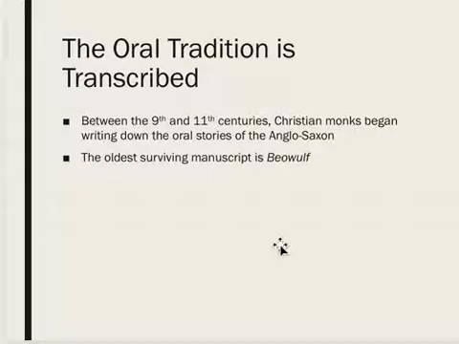The oral tradition is transcribed. So while their stories were passed down through oral tradition, eventually some of the stories and verse of the Anglo-Saxons were written down. So between the 9th and 11th centuries, Christian monks began writing down the oral stories of the Anglo-Saxons. And the oldest surviving manuscript is Beowulf.